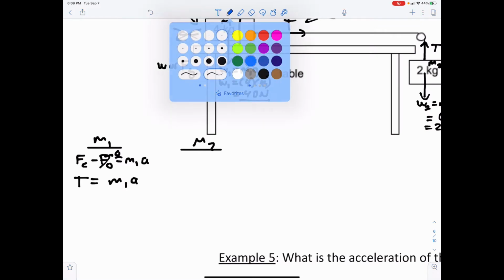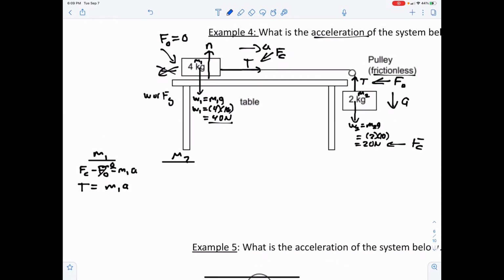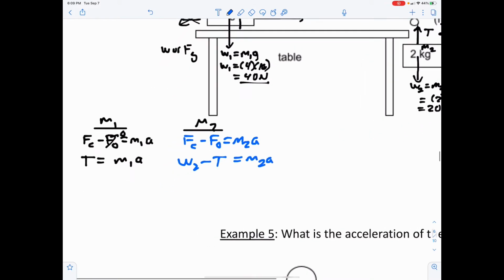I'm going to do this in a different color. Over here for mass 2, I'm going to go causing force minus opposing force equals m2a. Well, my causing force, remember, was the weight, gravity. So it's m2g, or I should say weight 2, minus the same tension. This is the same tension because it's the same rope, and it's the same pull on the same rope, but it's pointing in opposite directions. This time we're subtracting that tension, right? Equals m2a.